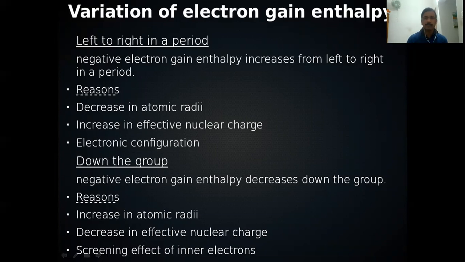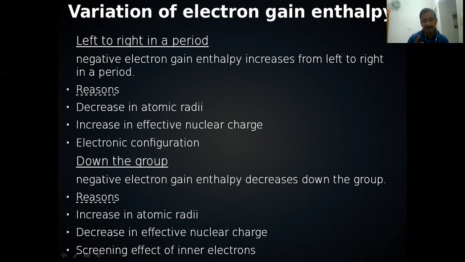Now down the group, what is the variation? The negative electron gain enthalpy decreases down the group. As we move down the group, electrons are moving more and more away from the nucleus because of the increase in the number of shells, or because of the increase in size of the atom. Therefore, it is difficult to add an electron to the atom, or they are not ready to accept an electron.